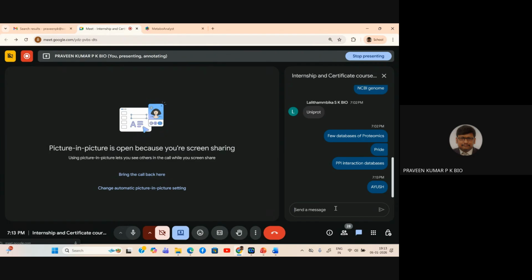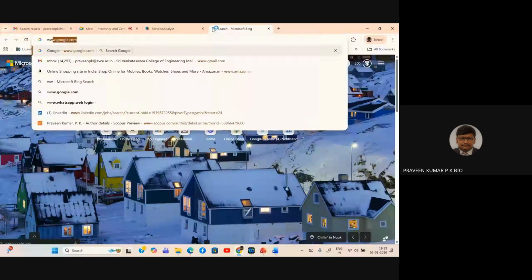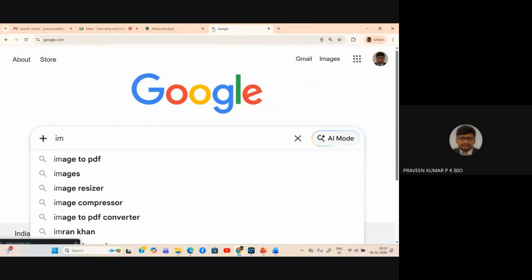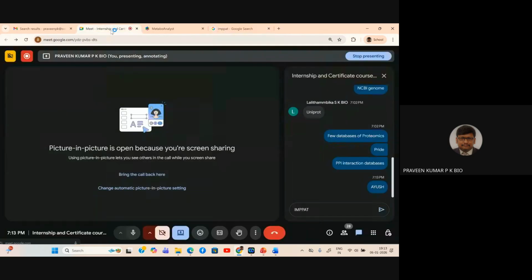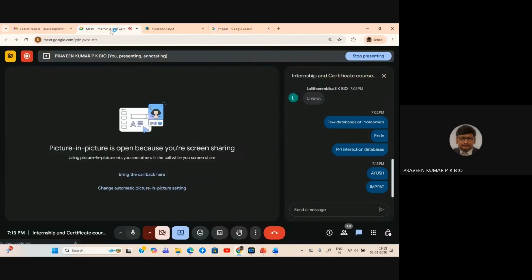One should not forget about IMPPAT. I believe it is this. I check the spelling, IMPPAT. So one should not forget about this IMPPAT database. Okay, and the Ayush website.